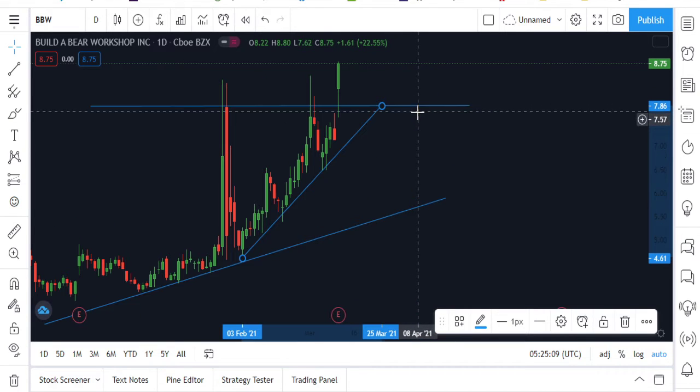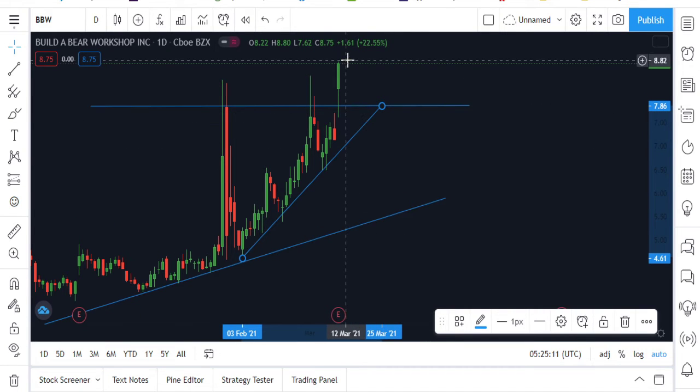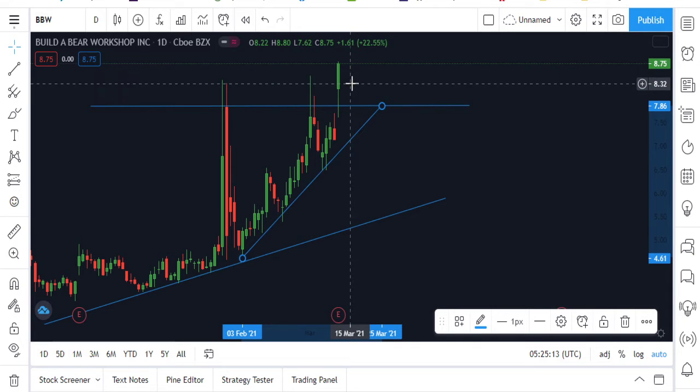So if we were to buy into this, I would wait for another green candle for confirmation, and then probably buy at the open tomorrow. I would keep an eye on it on market open tomorrow.